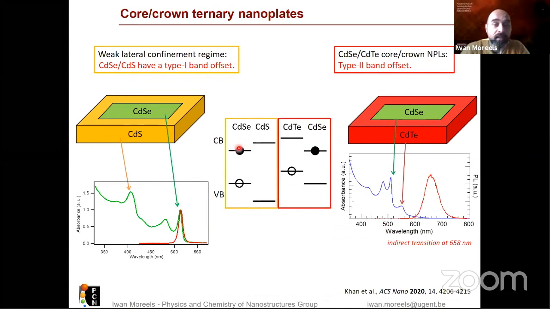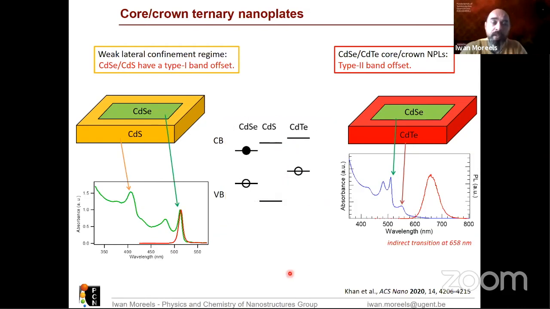So on the one hand, we can make cadmium selenide/cadmium sulfide with a type 1 band offset. On the other hand, we can make cadmium selenide/cadmium telluride with a type 2 band offset. So then we asked ourselves the question, what would now happen if we grow a ternary nanocrystal like that?